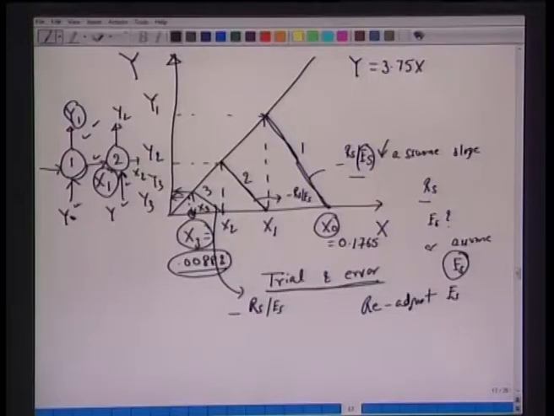Alternatively, one could have done it this way also: assuming x3, now we know y3, we could have gone backward and calculated this ES to obtain this x0 point here. Either way this will work, but more important to note here is that this is a trial and error problem, which you will encounter whether you solve graphically or by writing down these equations. There also you will have the same problem. You will have to assume some values of ES etc. to solve those 3 equations.